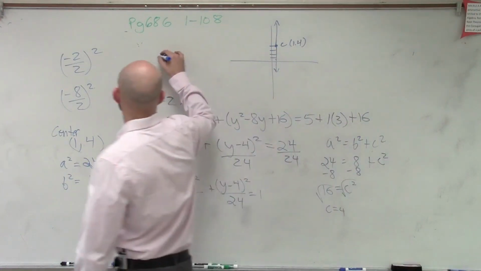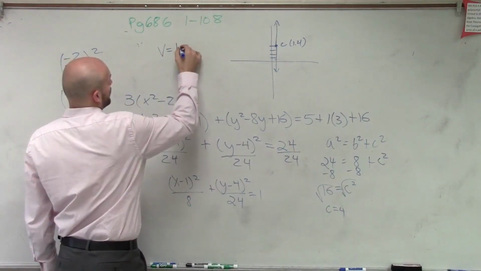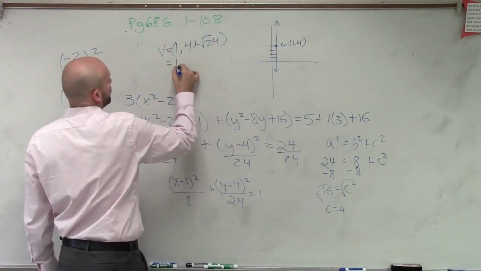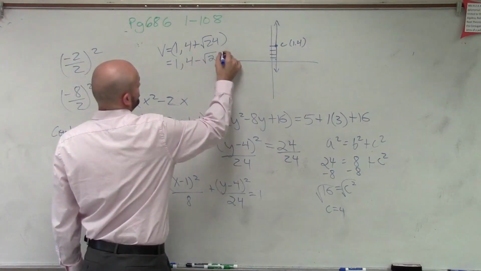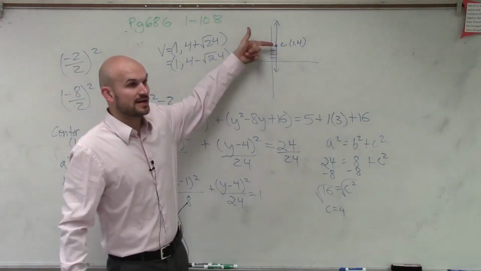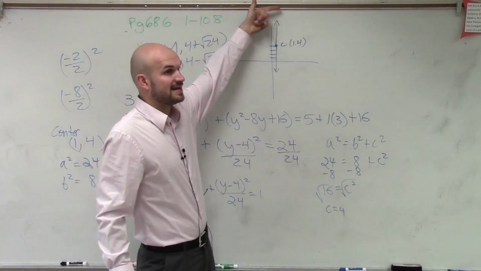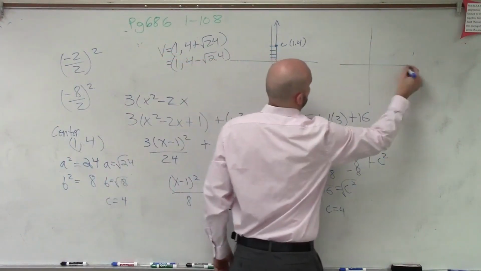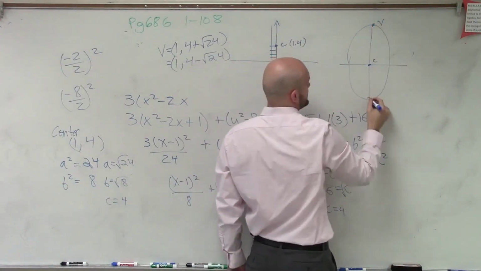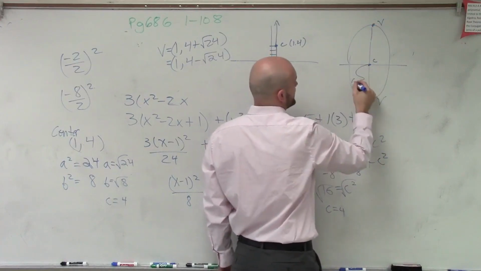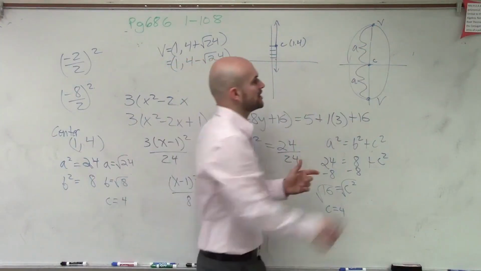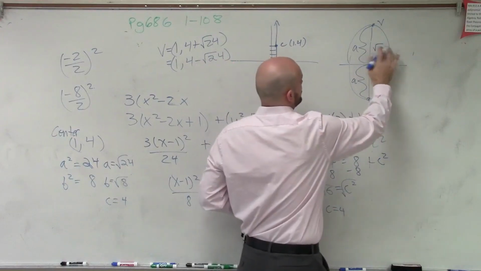So what you can say is for the vertices, your vertice is going to be 1, 4 plus the square root of 24, and it's going to be 1, 4 minus the square root of 24. You understand your center, right? Your vertices is your distance a from up. Here's your ellipse, right? Here's your center. Here's your vertice. Here's your vertice. The distance from here to here is a. The distance from here to here is a. Correct? So what is a? A in our case is the square root of 24.